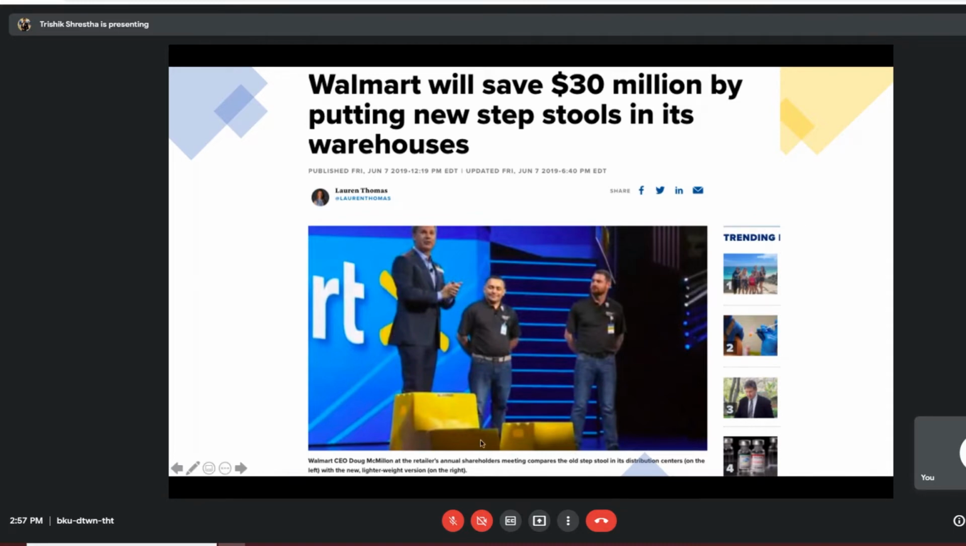It looks like it's going backwards, right? Replacing a 2-step stool with a 1-step stool. But in this particular context, it was revolutionary for this particular company, Walmart. They saved $30 million by just replacing a two-step stool with a one-step stool. Now, can you possibly imagine if we practice this approach of constantly wanting to improve our workplaces, how much money we could in fact save?